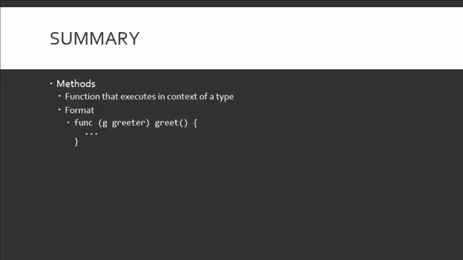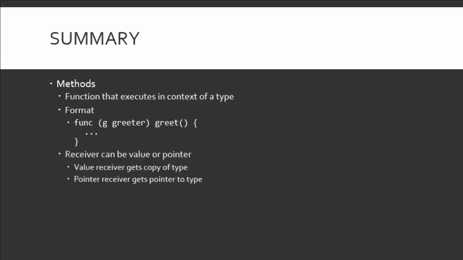So in this case, our G variable is what's called a value receiver, which means we're going to get a copy of that greeter object, and that's going to be passed into the greet method. However, we can also use what are called pointer receivers. So by adding an asterisk in front of that greeter type, the method is going to change.